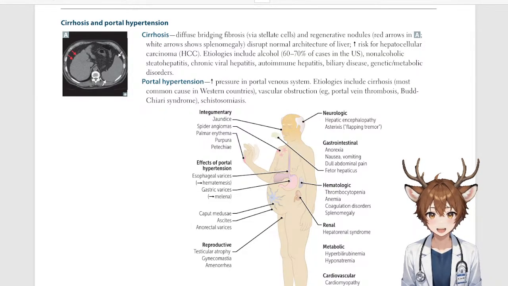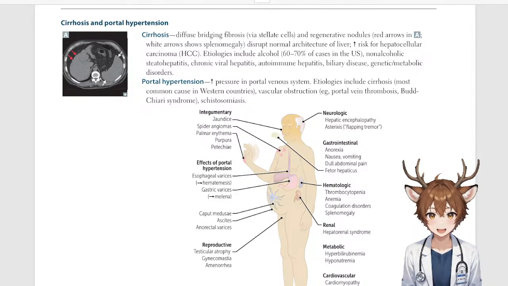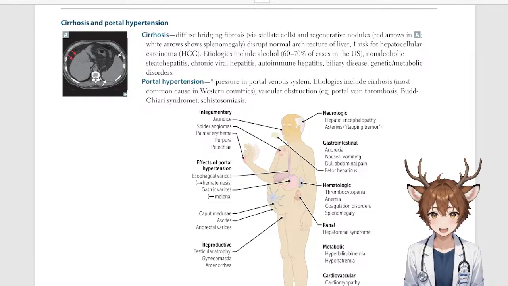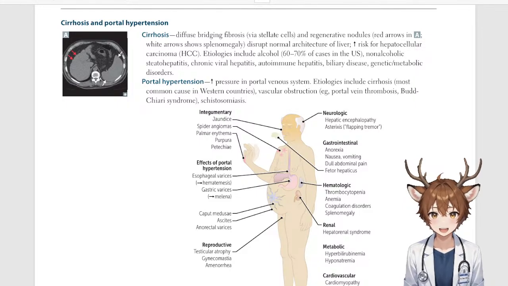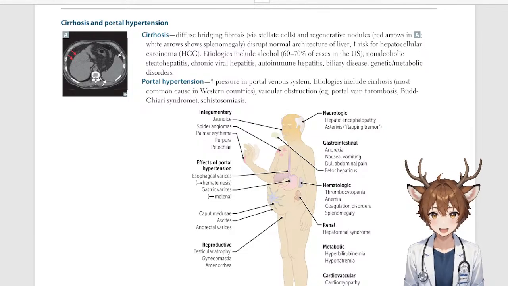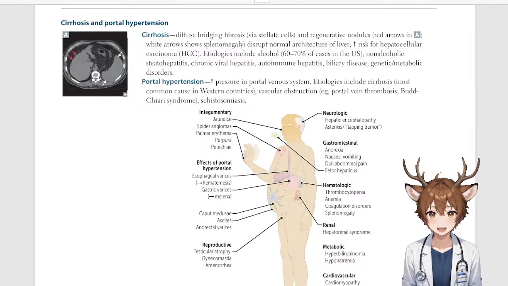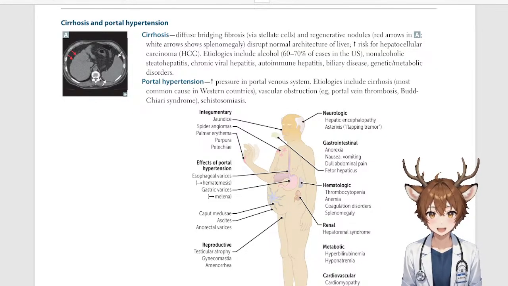Portal hypertension is increased pressure in the portal vein system leading to new collateral circulation, which leads to collateral vessels. Varices, esophageal, gastric, and rectal. Causes include cirrhosis, which is most common, schistosomiasis, and portal vein thrombosis. Ascites is pathological fluid accumulation in the peritoneal cavity due to portal hypertension and portal vein thrombosis. Increased hepatic sinusoidal pressure leads to ascites.